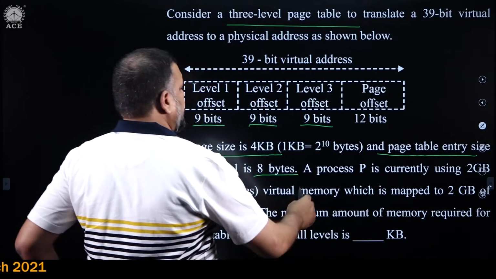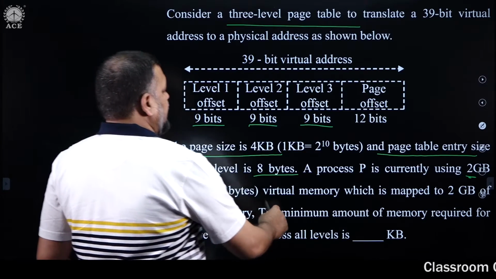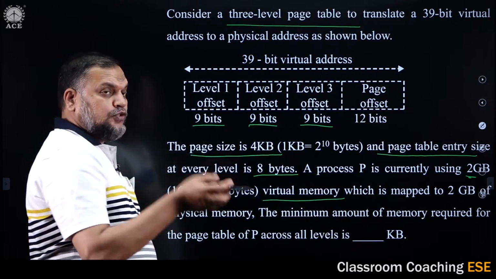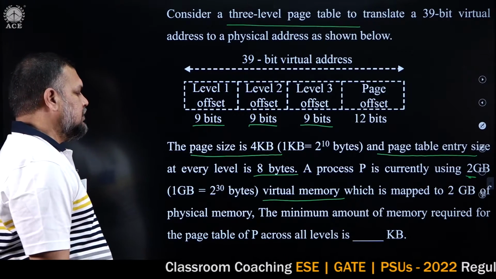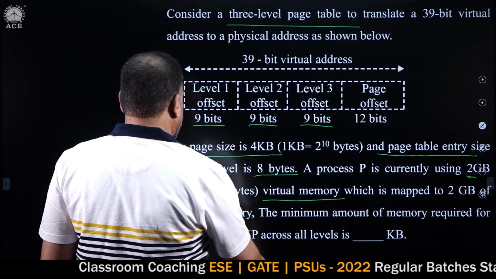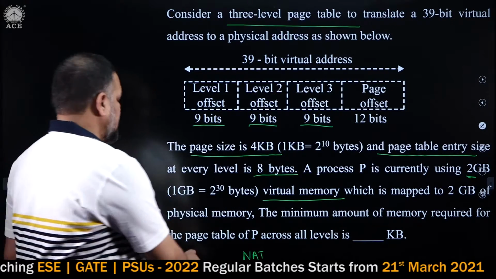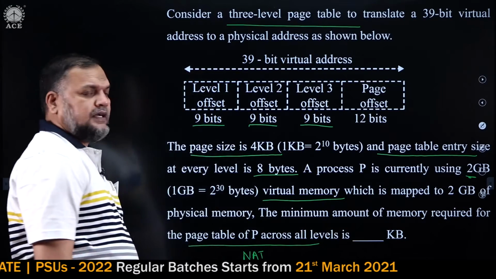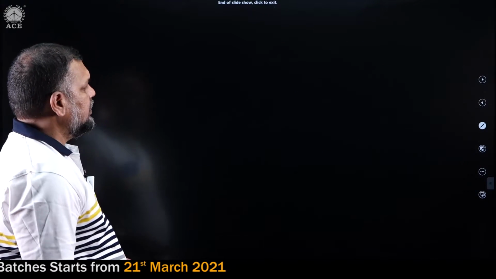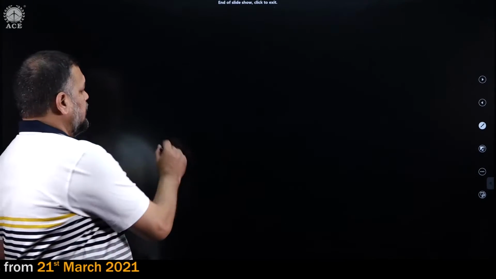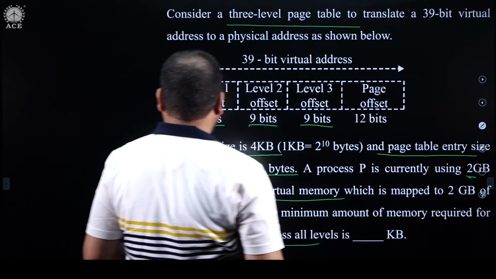A process P is currently using 2 GB of virtual memory which is mapped to 2 GB. See here, virtual memory size and physical memory size are the same, that is the characteristic of this problem. Then there is a NAT question: the minimum amount of memory required for page tables, all the levels of page tables. What is the minimum amount of memory needed, that is the question here.